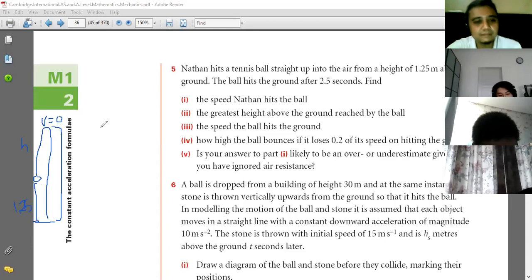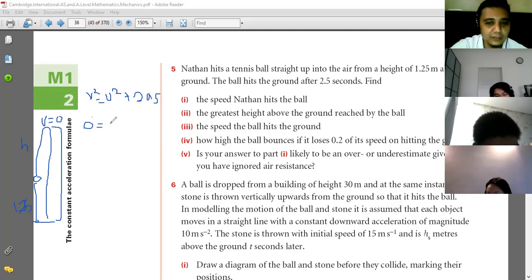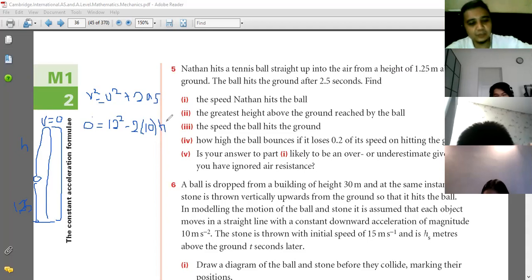You can use the equations. The third equation here: v square equals u square plus 2 times a times s. Substitute a with gravitational acceleration, and substitute s with h, which we want to find. Now v square here is 0, because it's at maximum height. The initial velocity that we already found in part i is 12. So 12 square, and then minus 2 times acceleration equals 10, times h, which is what we want to find. So s we substitute with height.